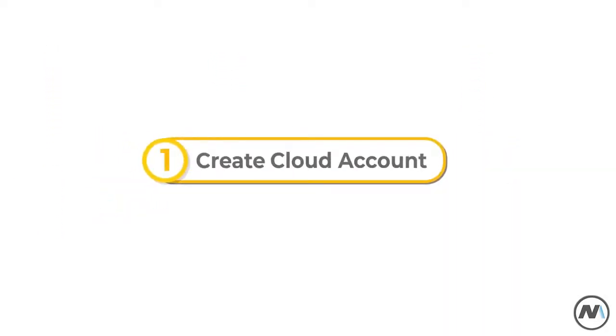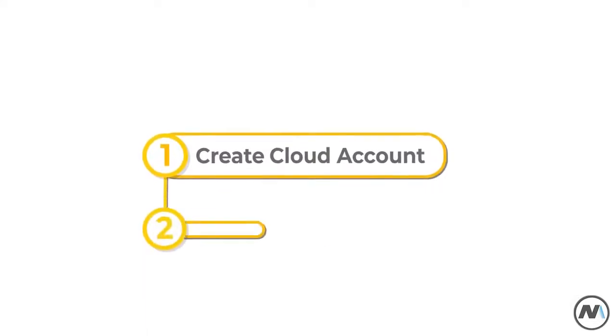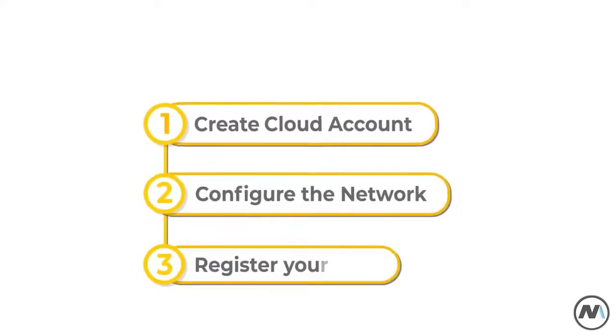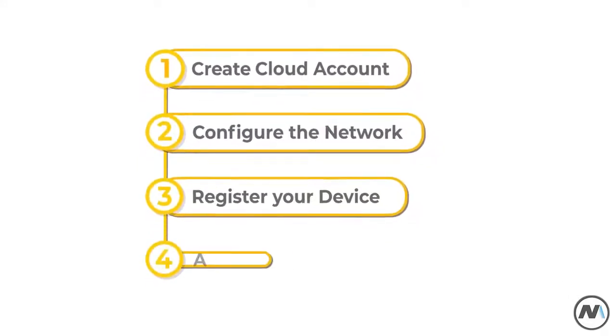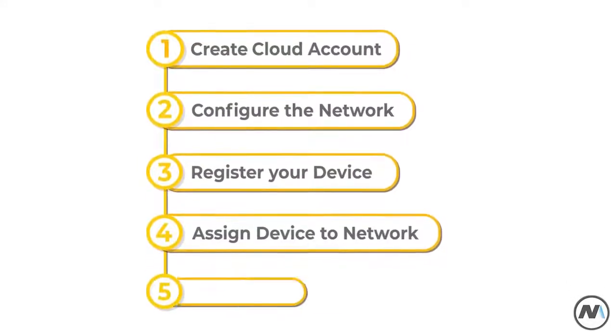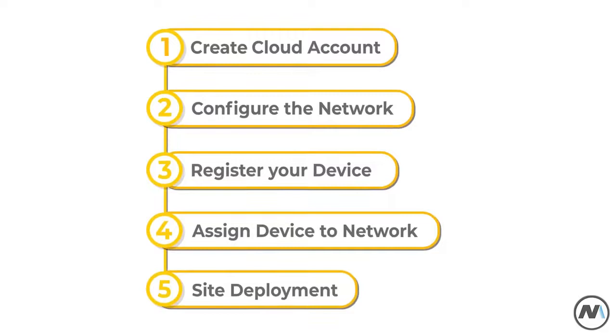Here are a few simple steps to deploy your next network on EnGenius Cloud. 1. Create cloud account. 2. Configure the network. 3. Register your device. 4. Assign device to network. And 5. Site deployment.